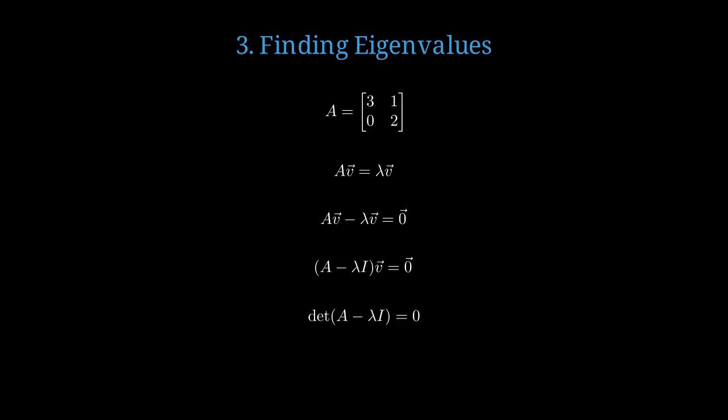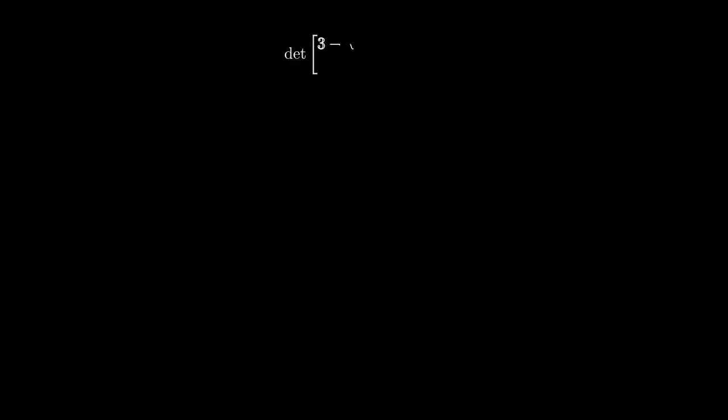For a non-trivial solution, the determinant of A minus lambda I must equal 0. Substituting our matrix, we get this determinant equation. Calculating the determinant gives us 3 minus lambda times 2 minus lambda equals 0. Solving this gives us 2 eigenvalues, lambda 1 equals 3 and lambda 2 equals 2.